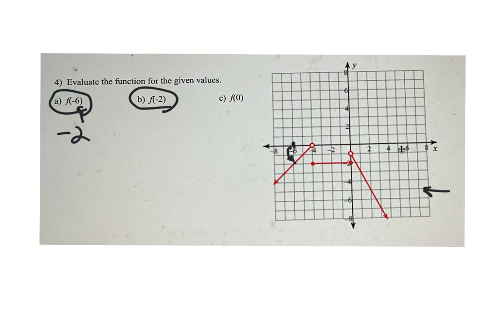f of -2. So go to -2. Remember, -2 is the x. Go to -2 on the x-axis, which is here, and then find the graph. Where's the graph? It's right here. What is the y right there? It's also -2. All right, one more.